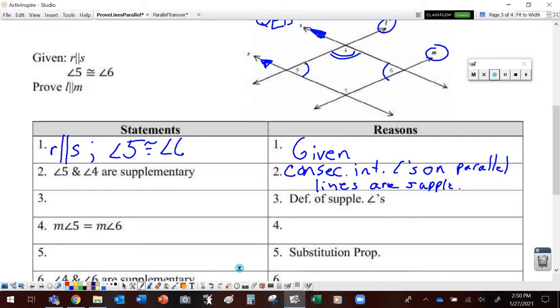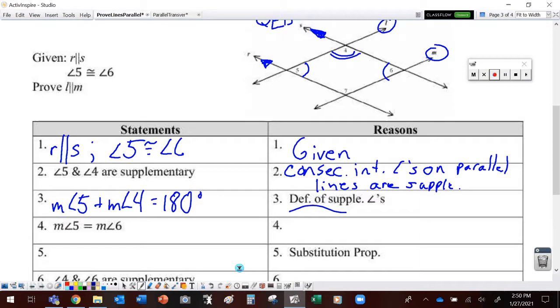Okay, then the next reason that they give us is the definition of supplementary angles. So we need to think about what that actually means. Well, what does it mean for two angles to be supplementary? It means they add up to 180 degrees. Well, that's what we can say then. We could say that the measure of angle 5 plus the measure of angle 4 equals 180 degrees.